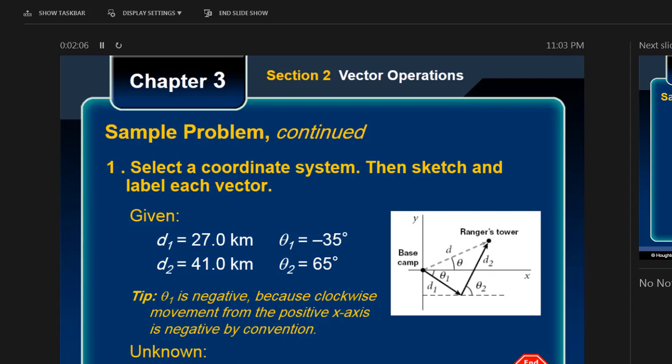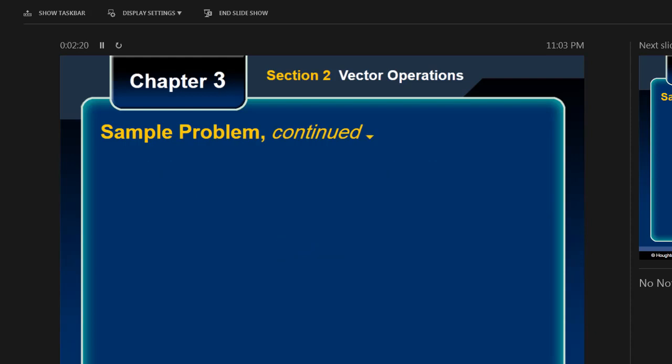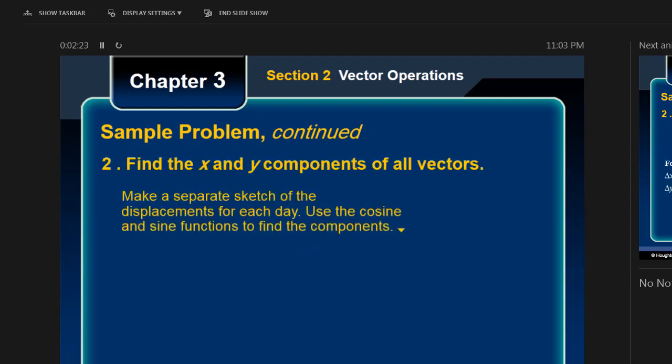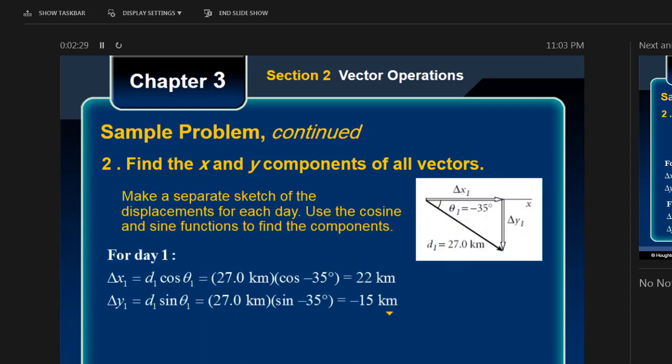Now he's asking you to get the resultant displacement. So what is going to be the displacement d? And he's also asking you about the direction, which is theta. So for such problems, we need to look at the problem to find the x and y components of all of the vectors. So we have two different vectors.